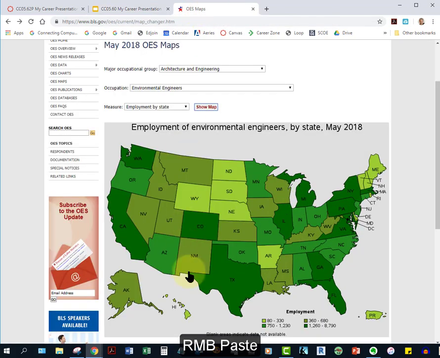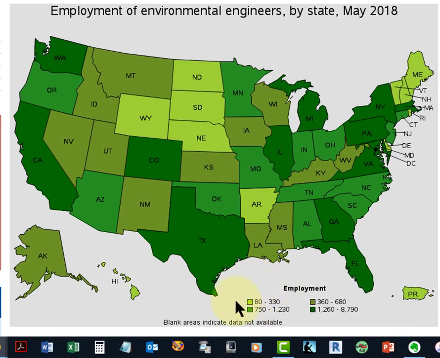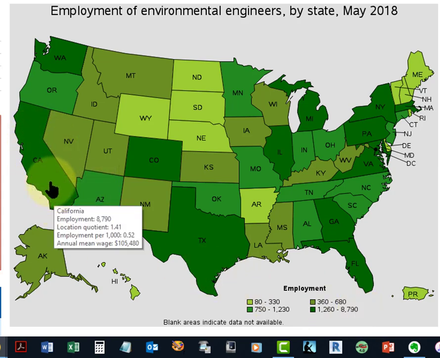Going back to your map. So the way you read this map, this is the legend down here. Notice that the states in light green employ between 80 and 330 environmental engineers, and the states in dark green employ between 1,260 and 8,790 engineers. So the dark green states are the ones that employ the most.